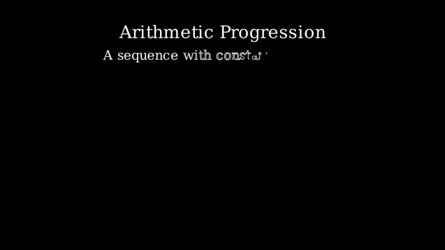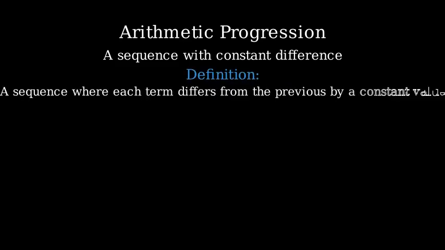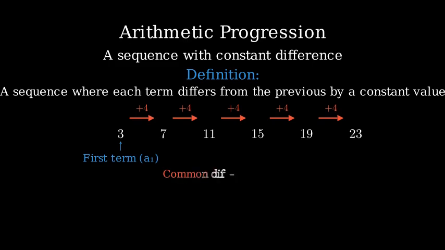Welcome to our lesson on arithmetic progressions, also known as AP. Let's learn what these sequences are and how to work with them. An arithmetic progression is a sequence where each term after the first is obtained by adding a constant value called the common difference. For example, the sequence 3, 7, 11, 15, and so on is an arithmetic progression with first term 3 and common difference 4.